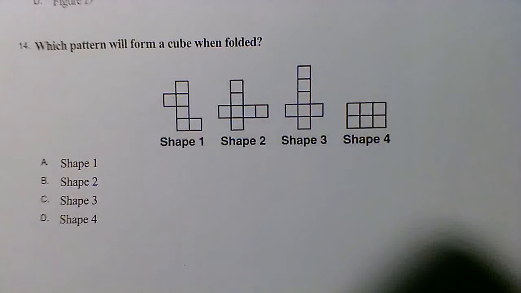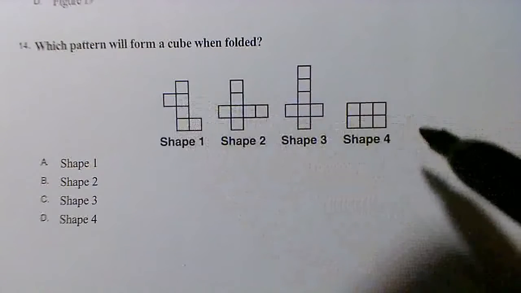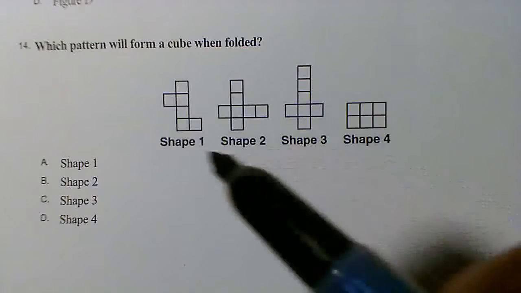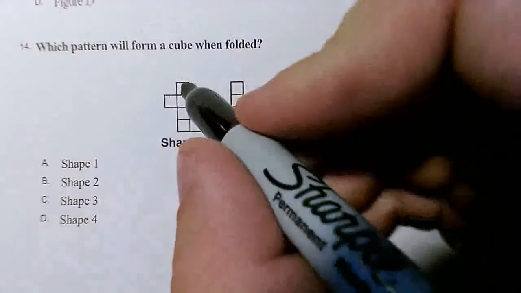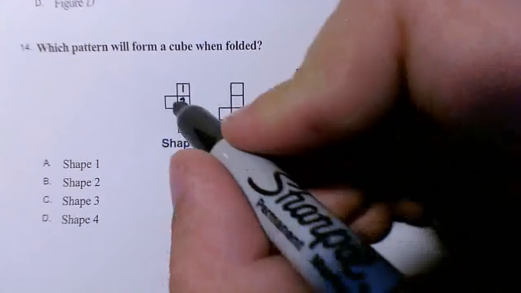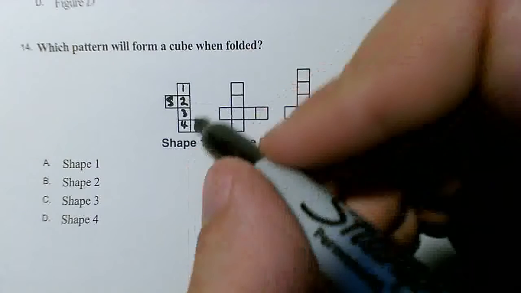In this problem, we are going to talk a little bit more about cubes. Here, we have 4 shapes, but only one of them will form a proper cube. Shape number 1 has 4 squares in a row, and it has 1 on each side. This will form a cube.